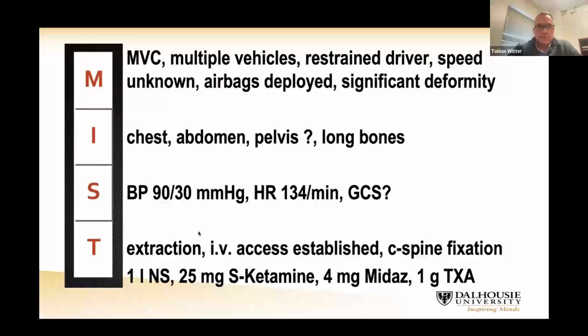The injuries that were identified by the team at the scene were bruising on the chest, potential bruising to the abdomen, questionable pelvis fracture, or questionable long bone fractures. The vital signs are as stated here, and GCS, we haven't really formally assessed it. We'll get to that in a second. What has been done so far is that the patient has been extracted from the car. IV access was established, C-spine was fixed. He did get some fluids and a little bit of analgesia and sedation, and he got a gram of TXA.